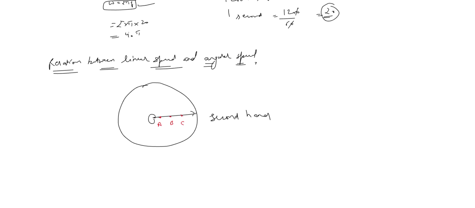So if I ask you, after 60 seconds, what is the angle covered by each of A, B, C? 2 pi. Yeah. And is the time taken by all these three particles the same or different to cover these 2 pi?